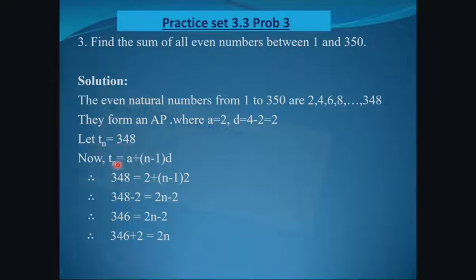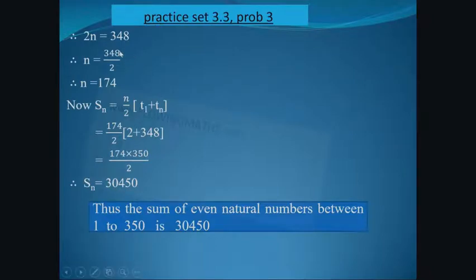So first we find n. Tn is a plus n minus 1 d. So 348, the value of Tn, is 2 plus n minus 1 into 2. Bring 2 here, so this becomes 346 is 2n minus 2. 2n minus 2 is 348 minus 2. Again, take 2 this side. 2n is equal to 346 plus 2, that is 348. So n is 348 by 2. n is 174.